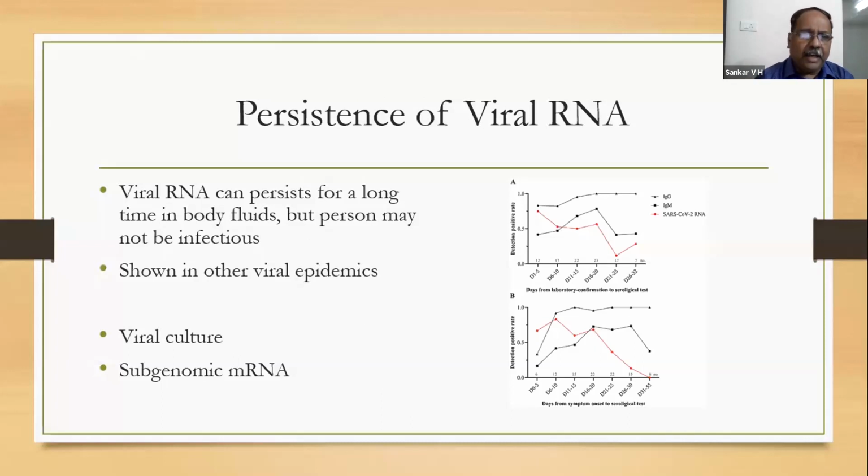It has been shown that viral RNA can persist for a long time in body fluids, but the person may not be infectious. It has been shown in other viral epidemics like SARS, MERS, as well as in Zika virus. In Zika virus, positivity up to 3 months, 4 months has been proven. And in coronavirus itself, a Chinese study has shown that viral RNA became negative on the 32nd day after test positivity, and after symptoms, in another lower category, it's the 55th day. The number of patients will be less, but it can get positive.